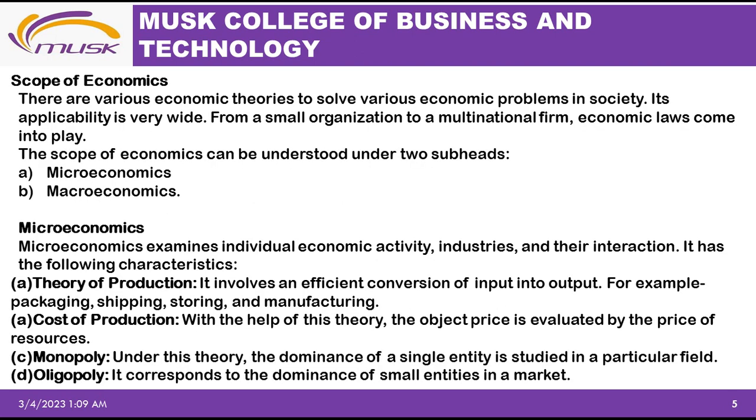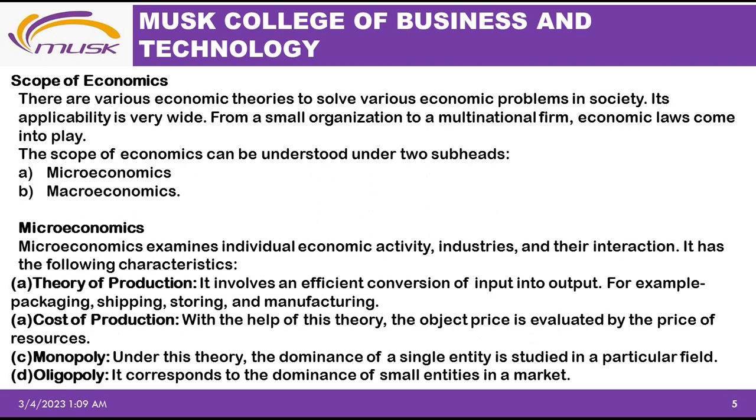We have the scope of economics. We can be able to say and identify that economics is classified into what we call the microeconomics and also what we call the macroeconomics. And when we talk about the microeconomics, it examines individual economic activities, industries, and their interactions. We have a number of areas that we study under the microeconomics. We have the theory of production. It involves an efficient conversion of input and output. We will be discussing that.